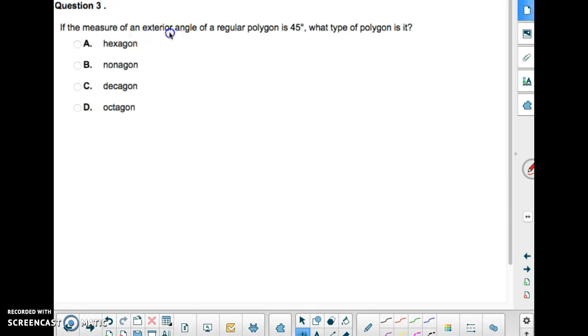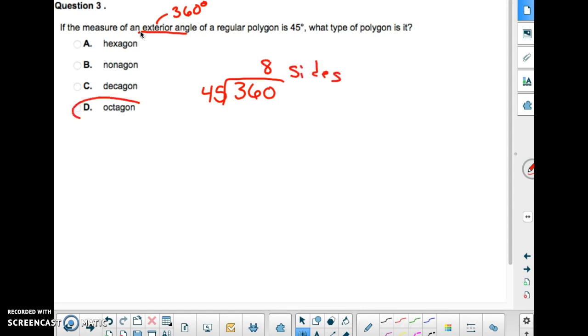If the measure of an exterior angle of a regular polygon is 45, what type of polygon is it? So basically, how many sides does it have? Exterior angles, no matter how many sides, always add up to 360 degrees. So I'm going to take 360 degrees and divide it by 45. And that's going to give us 8. So we need something with 8 sides. So of course, it's an octagon. This only works for exterior angles of 360 when it's regular. That means all the angles are the same.